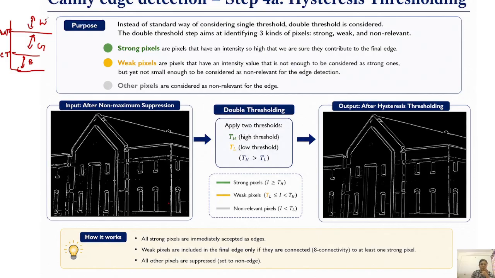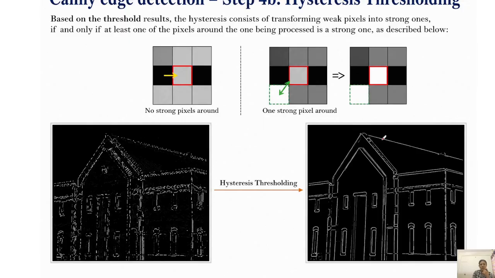Now we can see how to do it. After non-maximum suppression we have to do the double thresholding, applying two thresholds over it. The strong pixels, weak pixels and non-relevant pixels are located, and after the hysteresis thresholding we'll get an output image over here. All the strong pixels are immediately accepted as edge, weak pixels are included in the final edge only if they are connected, and all other pixels are considered non-edge. Now we have done the double thresholding, so we will see how to do the hysteresis.